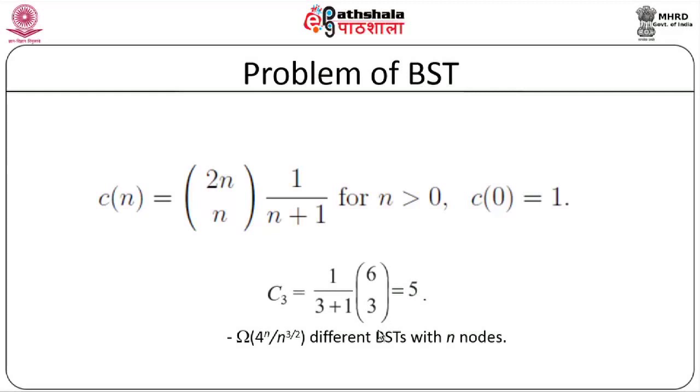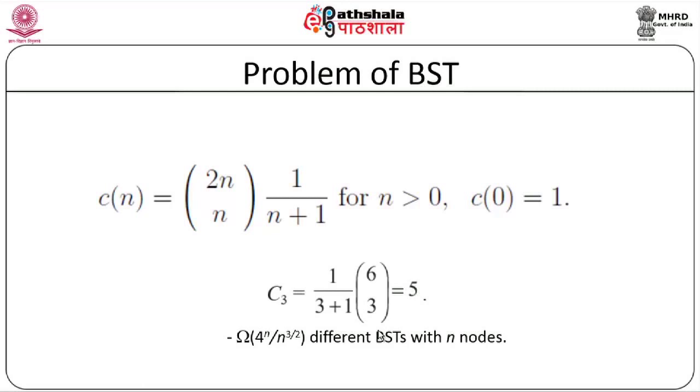The Catalan sequence is shown in this particular slide. C of n is 2n C n multiplied by 1 by (n plus 1), for n greater than 0, and C of 0 is going to be 1. For example, if I want to compute the third Catalan number, it is going to be 1 by (3 plus 1) times 6 C 3. So, you can see that it is going to be 5. In other words, this Catalan sequence tells us how the possibilities increase with the value of n.